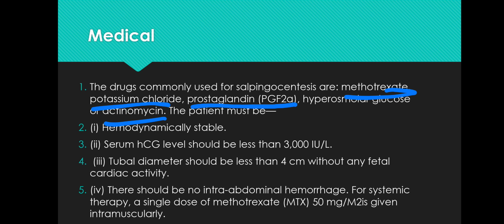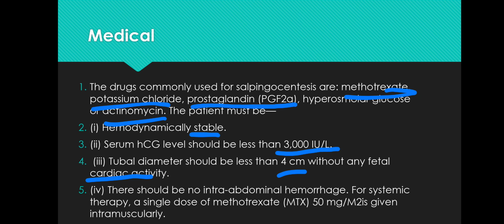And the indications for these drugs include the patient must be hemodynamically stable. The serum HCG levels should be less than 3000 international units per liter, not more than 3000 international units. And the tubal diameter should also be less than 4 centimeters without any fetal cardiac activity. Then you can do medical management, and there should be no intra-abdominal hemorrhage.